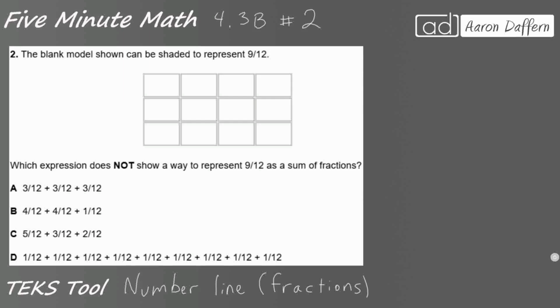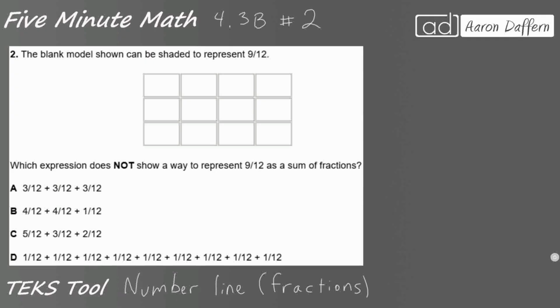Today we are looking at the TEKS tool number line. We are working with fractions with a problem related to TEKS 4.3b, and we will solve it in 5 minutes or less. If you haven't done so already, please take a moment to pause the video, work this problem out on your own, unpause it, and we will look at our answers together.